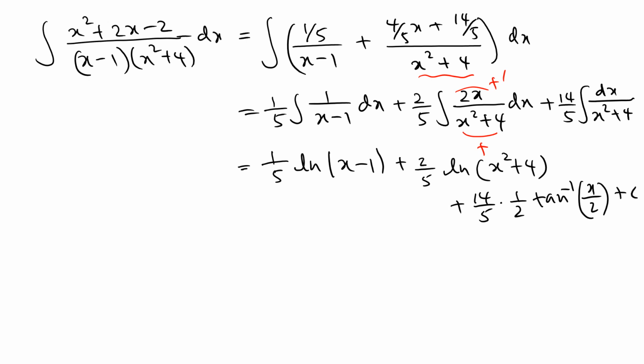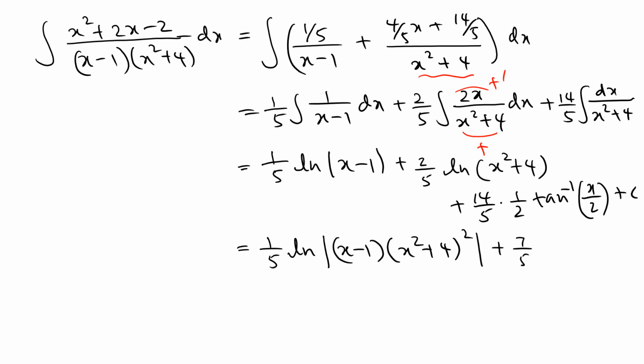So you can simplify this a little bit, and if you want, you can combine the first two. That's like extra steps you want. So you can say 1/5, I'm going to write it outside, and then ln. So what we can do is combine those into one: x minus 1, x squared plus 4, because the second one is going to be squared. And then here you're going to get 7/5 tan inverse x over 2. So this is kind of the most simplified form here.